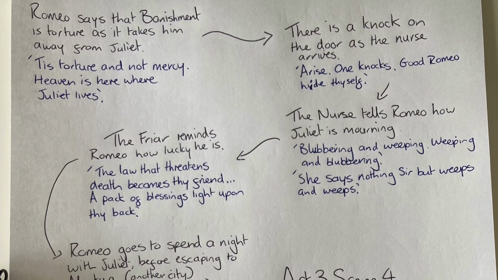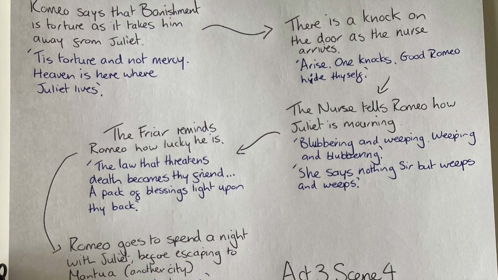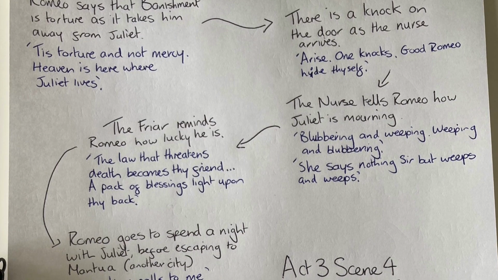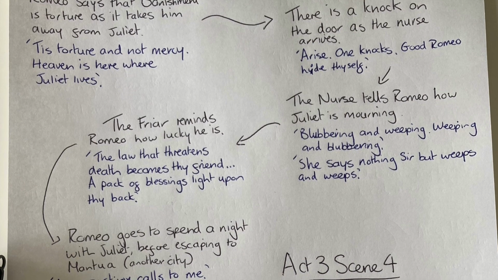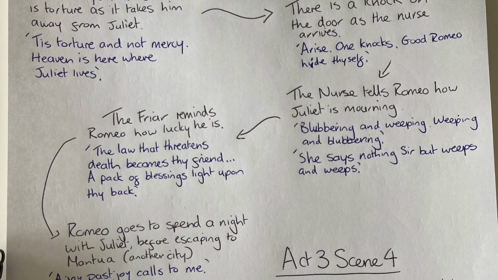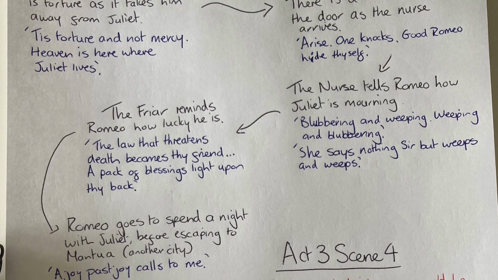The friar tells Romeo how lucky he is. He says, "The law that threatens death has become thy friend, a pack of blessings light upon thy back." The fact that he's blessed that he's not going to be executed, he is lucky. They will come up with a plan and then something will happen. They will come up with an idea to bring the two lovers back together.